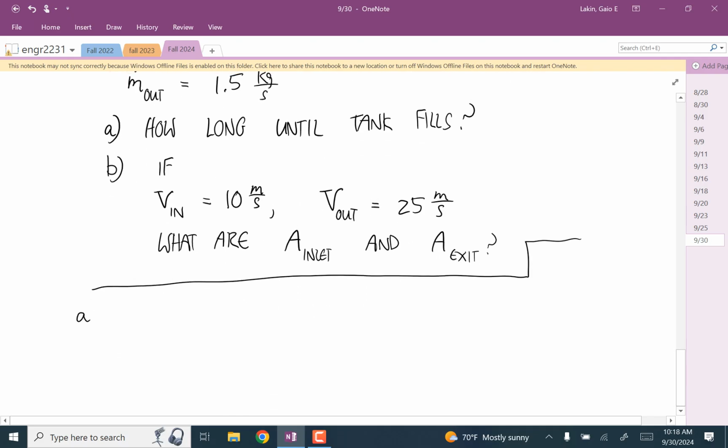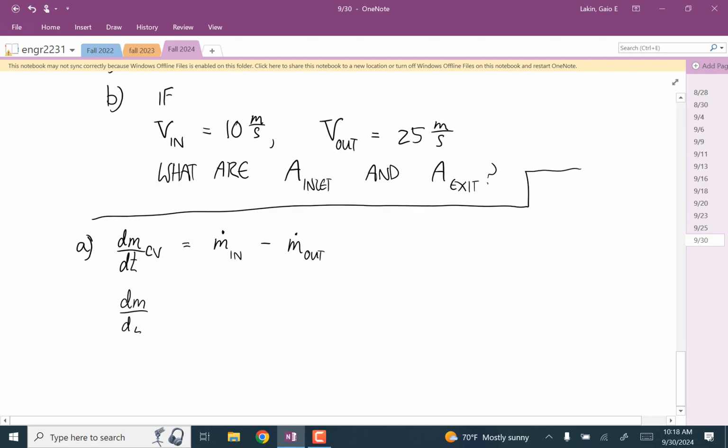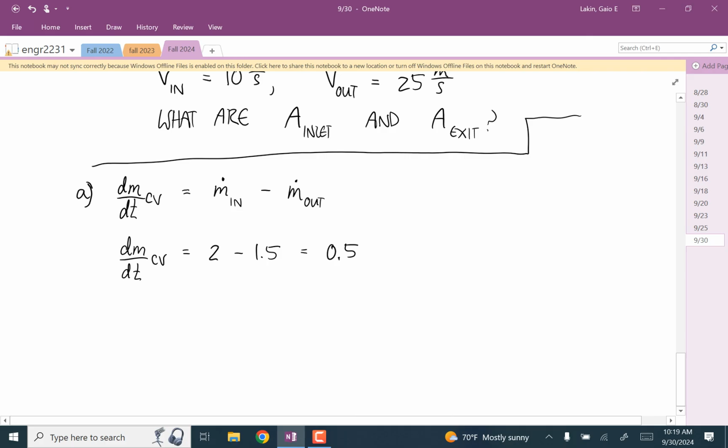Okay, well, we know that for part A, the rate of change of mass in the control volume is equal to m in dot minus m out dot. And so dm dt is equal to 2 minus 1.5. So it's equal to 0.5. And now I'm going to multiply both sides by dt, and we get that dm for the control volume is equal to 0.5 dt. And now we can integrate both sides from state 1 to state 2.